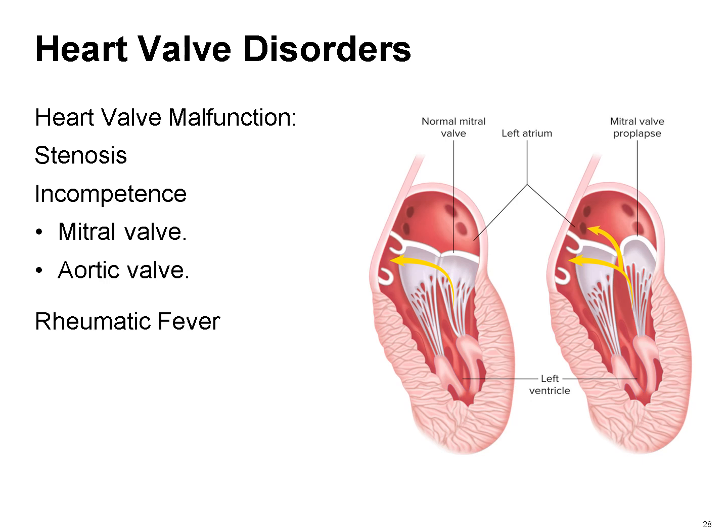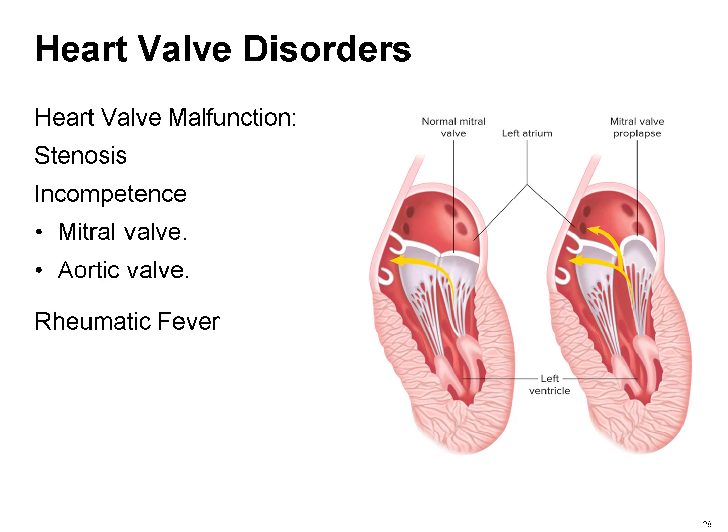Mitral valve incompetence, also known as mitral regurgitation, occurs when the mitral valve does not close properly. This causes blood to flow backward from the left ventricle into the left atrium during ventricular contraction. Aortic valve incompetence, also known as aortic regurgitation, occurs when the aortic valve does not close properly. This causes blood to flow backward from the aorta into the left ventricle during diastole.